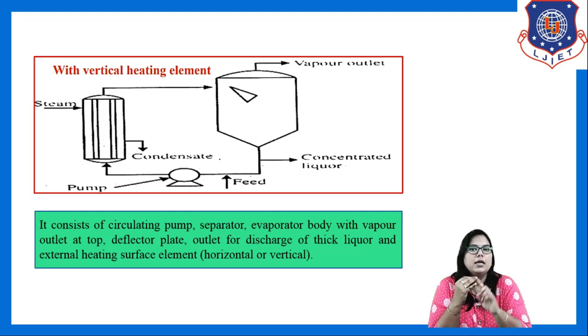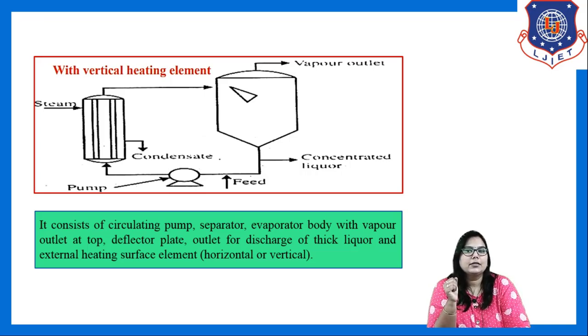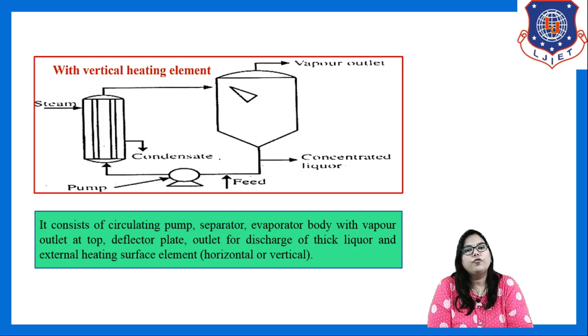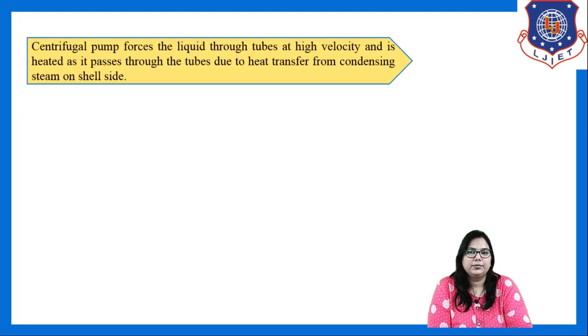Circulating pump, separator, evaporator body with vapor outlet and thick liquid outlet, deflector plate and external heating element. Either it is horizontal or vertical. In this second figure, you can see this heating element is in vertical position and it is outside the evaporator body. That's why it is known as the forced circulation evaporator with vertical external heating element.